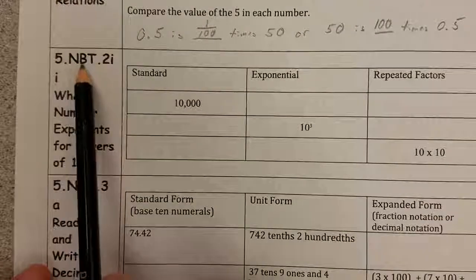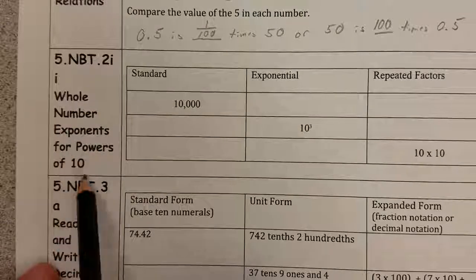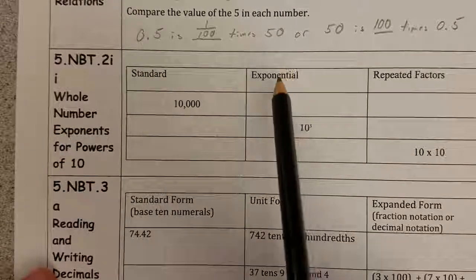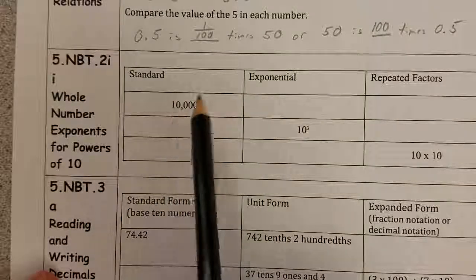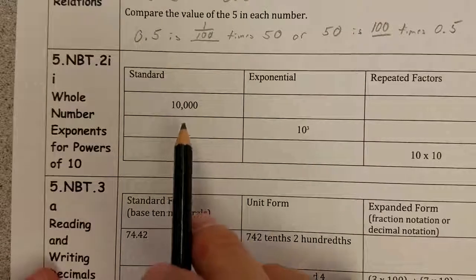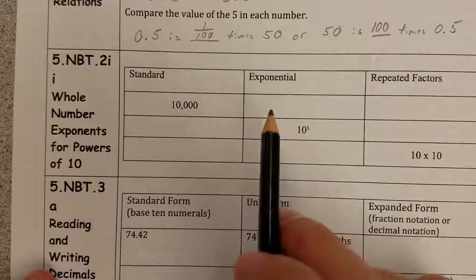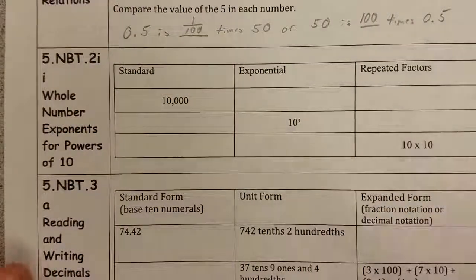Now, 5 MBT 2I. Whole number exponents for powers of 10. So we have standard, exponential, and repeated factors. And I need to write each of these numbers in the two missing forms. So I have 10,000. I need to write that in exponential form and repeated factors.